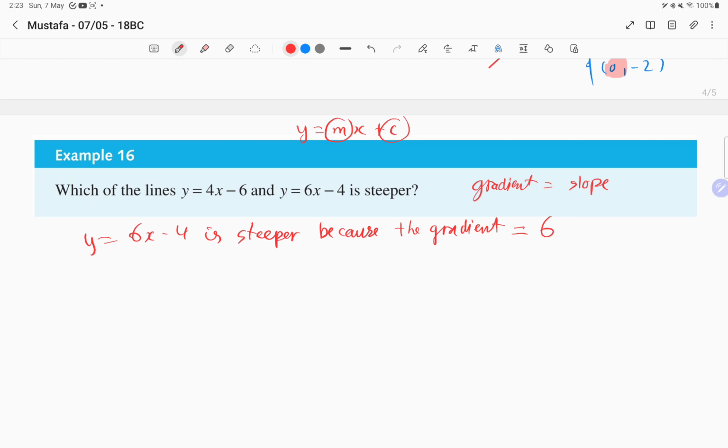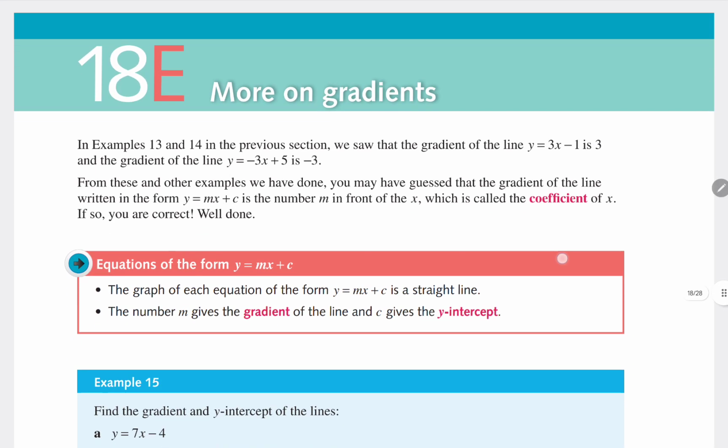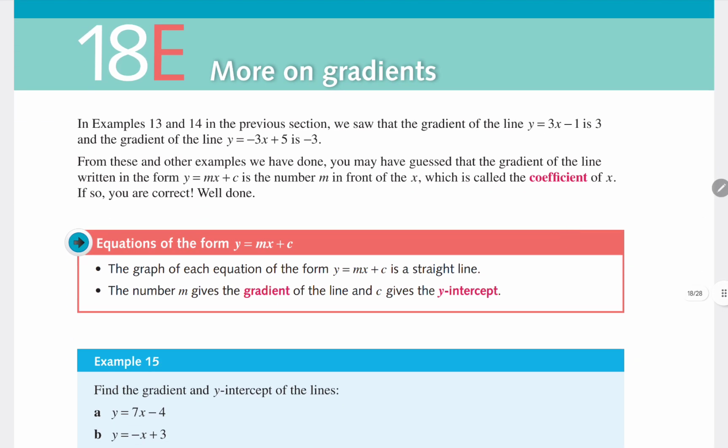Okay, maybe backtrack a little bit. Example 15, find the gradient, x-intercept and y-intercept of these lines. Question A, what's the gradient? 7. What's the y-intercept? It's negative 4, yes. Question B, what's the gradient?